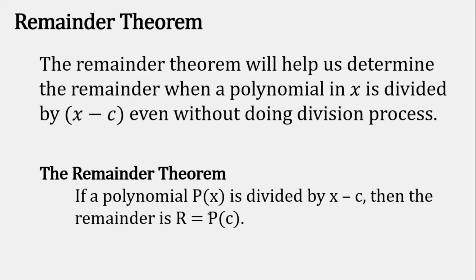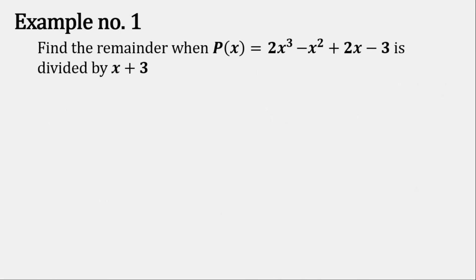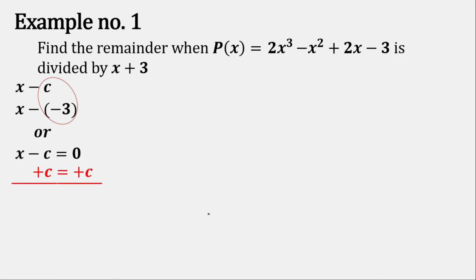Let's have example number 1. Find the remainder when p of x is equal to 2x cubed minus x squared plus 2x minus 3 is divided by x plus 3. Let's identify first our c. If you find it hard to find c here, let's equate x minus c to 0. So we can say that the value of c is equal to the value of x if we equate the divisor to 0.